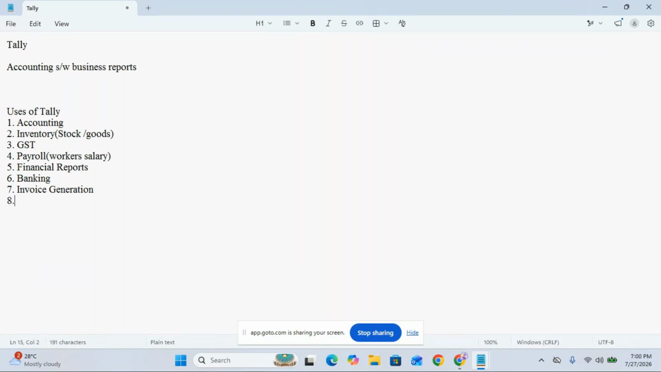And business analysis. The main purpose, business analysis. Business analysis is nothing but the company monitoring the income and expenses, profits and outstanding payments from the company's point of view. So these are the uses of Tally.